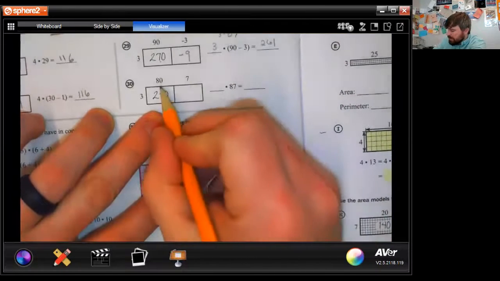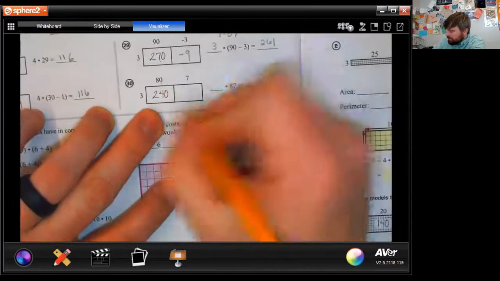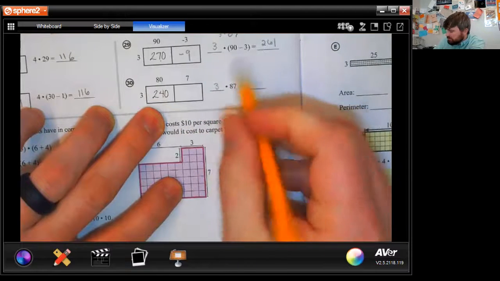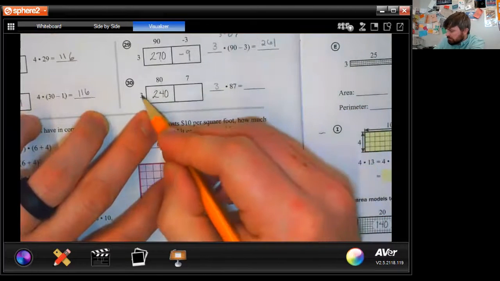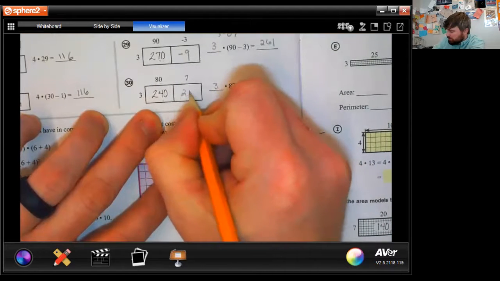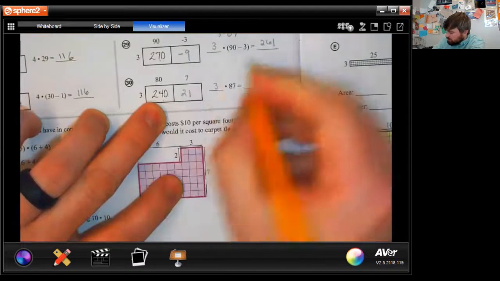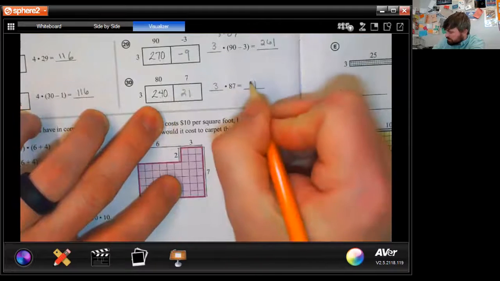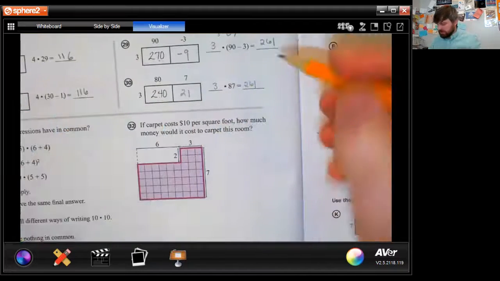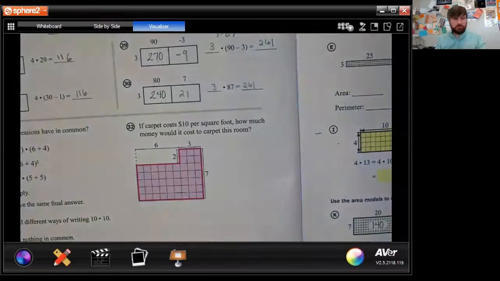So here we've got 80 and 7 and 3. So we got 3 times 87, which is the same. But 3 times 80 is 240. 3 times 7 is 21. So you got 1 plus 0 is 1. 4 plus 2 is 6. And 2 plus 0 is 2. So 261. Again, we get the same answer.